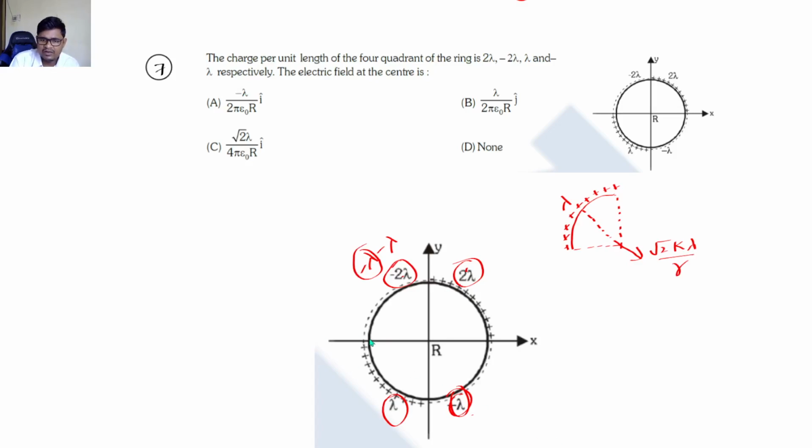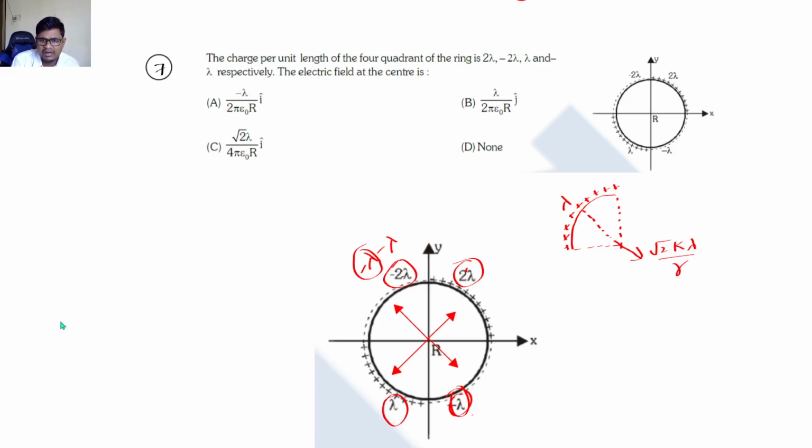We will have the effective electric field due to this, and this system is equivalent to a quadrant of negative charge density lambda. Because 2 lambda will have an effect in this direction and lambda in this direction. So let me show it to you. Because of minus 2 lambda, the electric field is in this direction, and because of minus lambda, the electric field is in this direction. Then because of positive 2 lambda, the electric field will be in this direction, and because of lambda, the electric field will be in this direction, like this way.